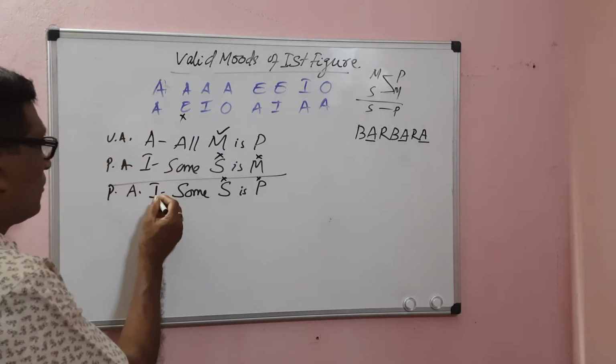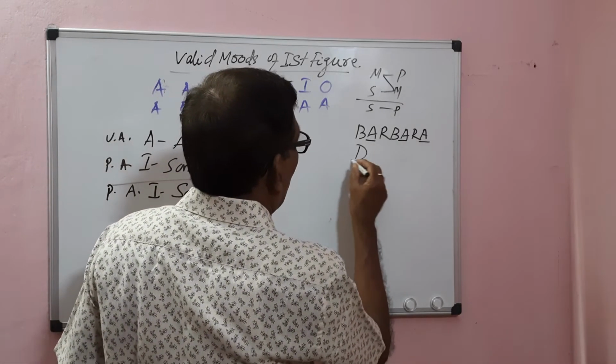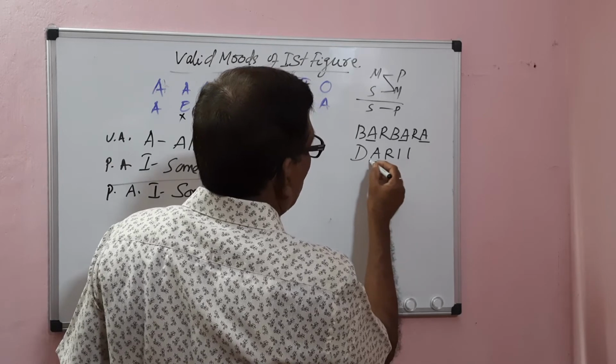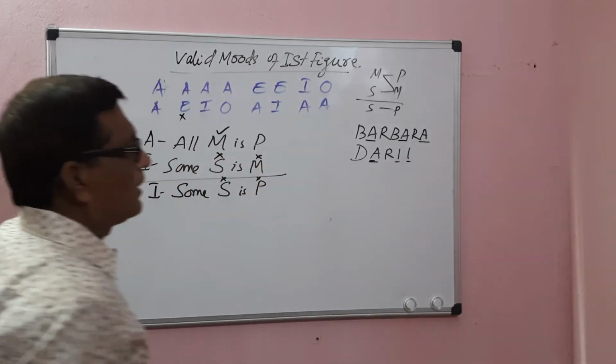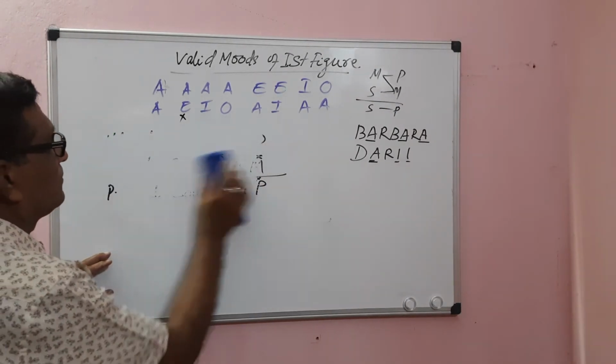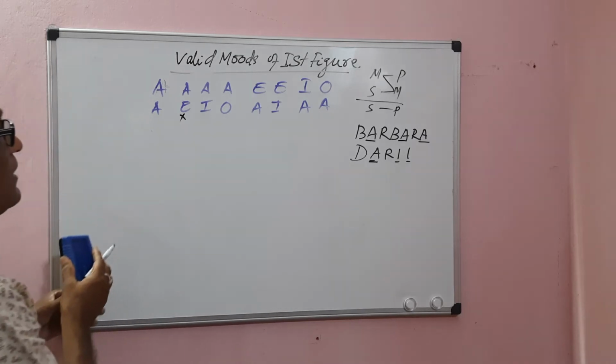From AI we can deduce the conclusion I. This mode is a valid mode. Its name is Darii: D-A-R-I-I. First major premise, minor premise and conclusion: A-I-I, Darii. This is a valid mode in the first figure. From AI we deduce the conclusion I. Then AO.